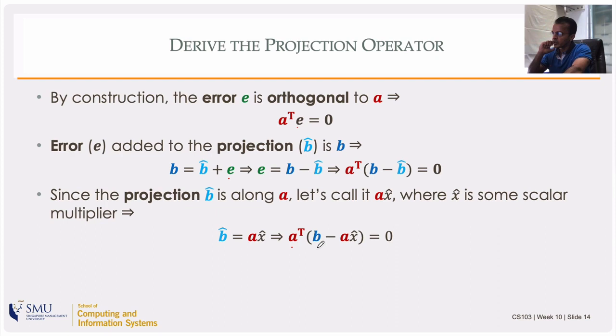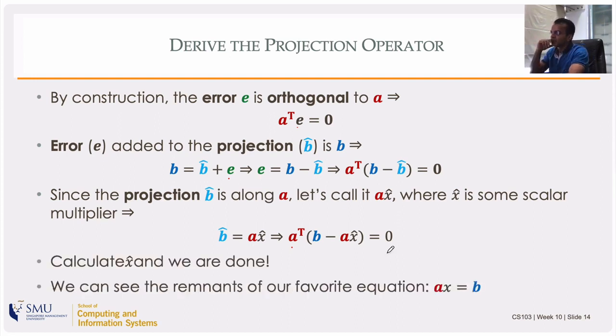the error vector is the original vector that I want to project minus the projection. That is the definition of the error, and the projection has to be along the direction of A. So it's a scaled version of A, and the scaling factor is X hat, and if I can find X hat, then I'm done. But I have an equation right here that will give me X hat. If you look at this, you can see remnants of our favorite equation A X equal to B. It is already there.